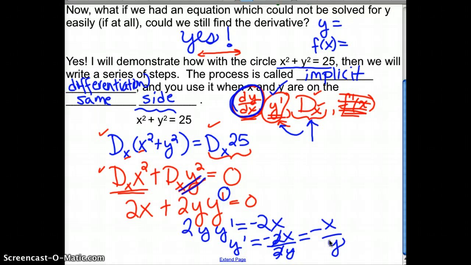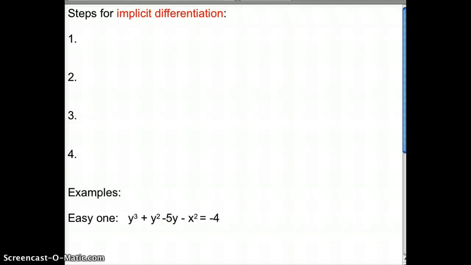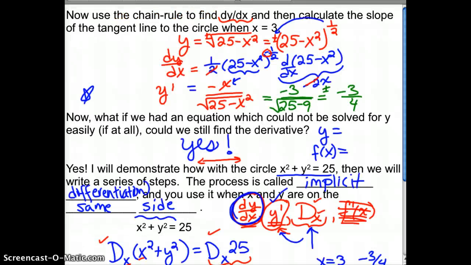Now I'm going to repeat when we go back to that circle. Remember that I wanted you to find the derivative when x was equal to 3, and we did it on the graphing calculator, and when we did it by solving for y and just applying the chain rule, both methods, we got negative 3 over 4. Well, look what happens on this one down here. I think I might have that process on the next page. Nope, I don't. So I'm going to go back a page.